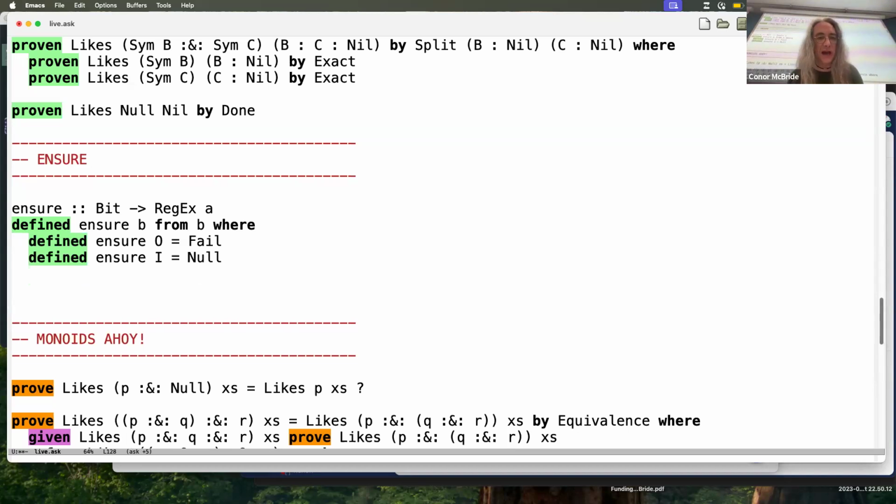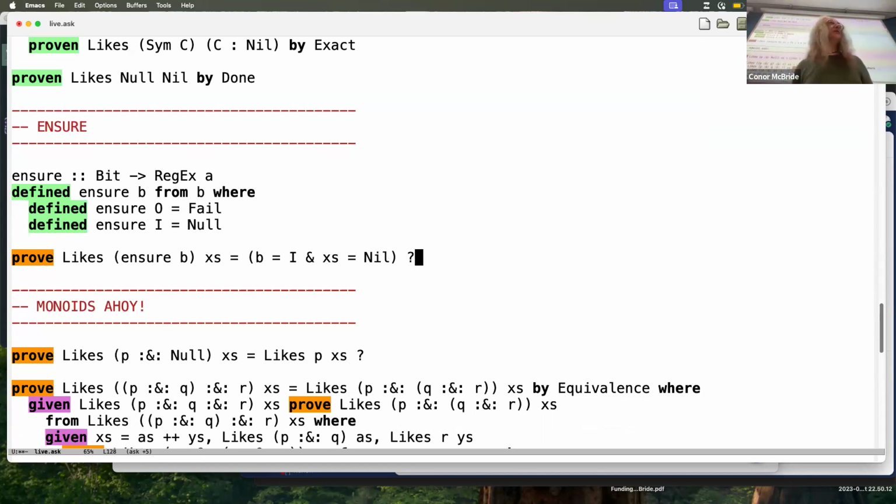And then what do we want to prove? We want to prove that "ensure b likes x's" means the same thing as "b is true and x's is nil". Does that seem plausible? Right.